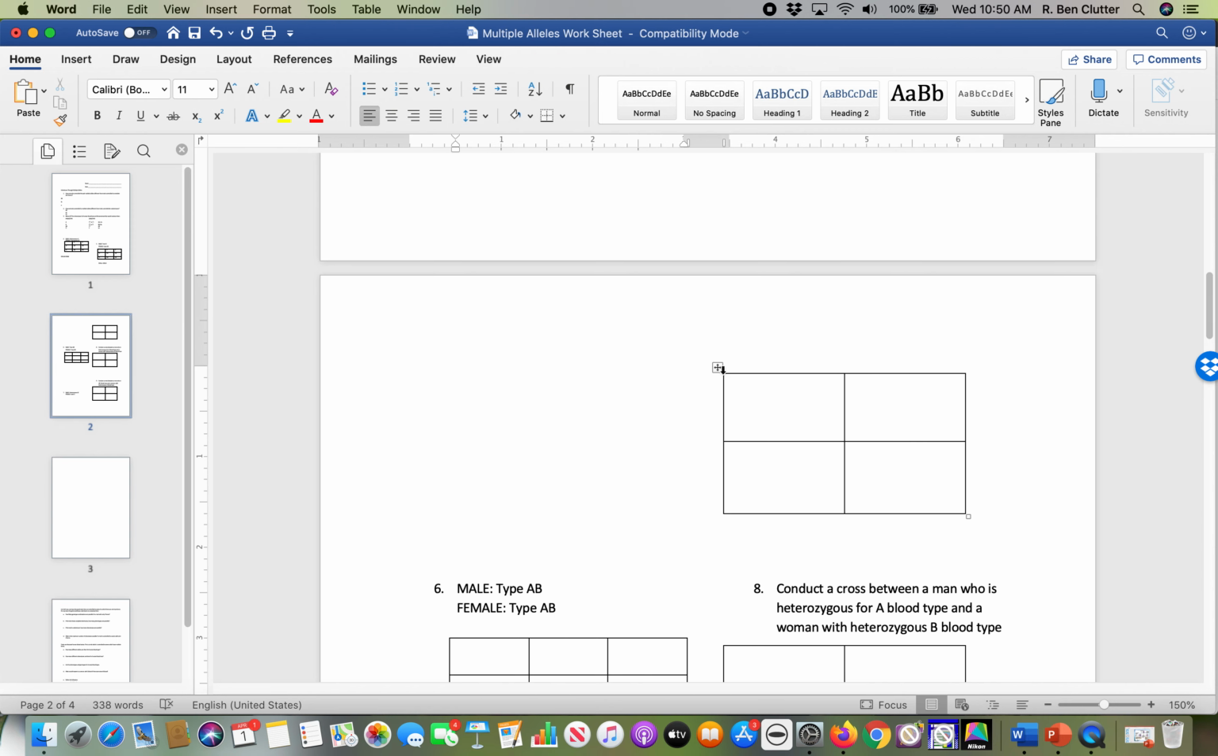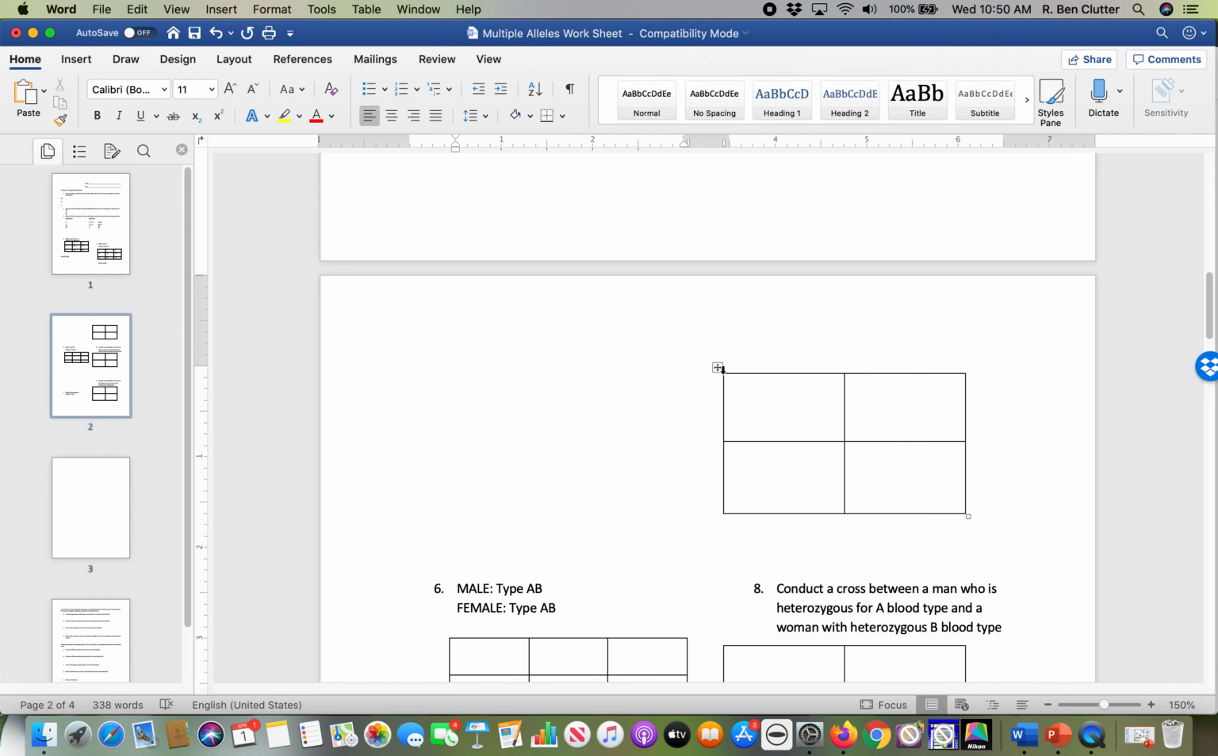All right, so 6, we should have A and a B. Remember, only one letter per box. And so here we're going to have an A and an A, so that's type A. We're going to have an A and a B here. Here we're going to have an A and a B. Again, if you wrote BA, fix that because you're just going to confuse yourself. All right, and so there you go.